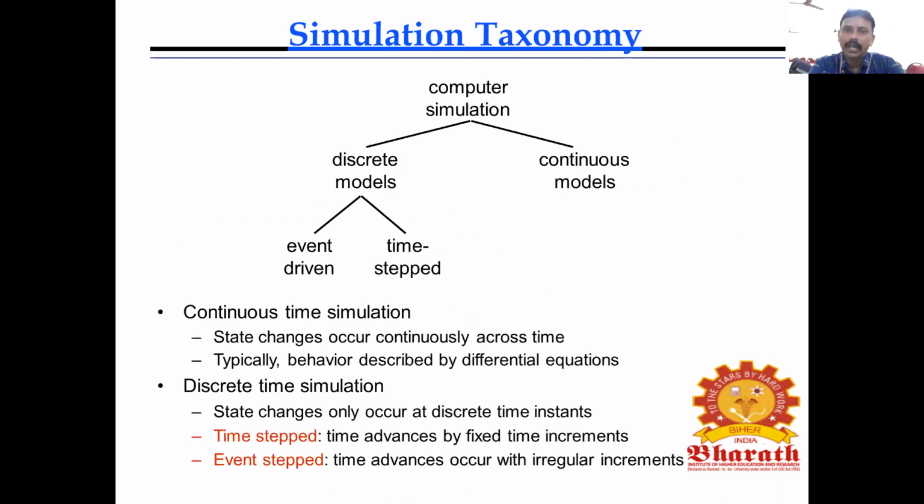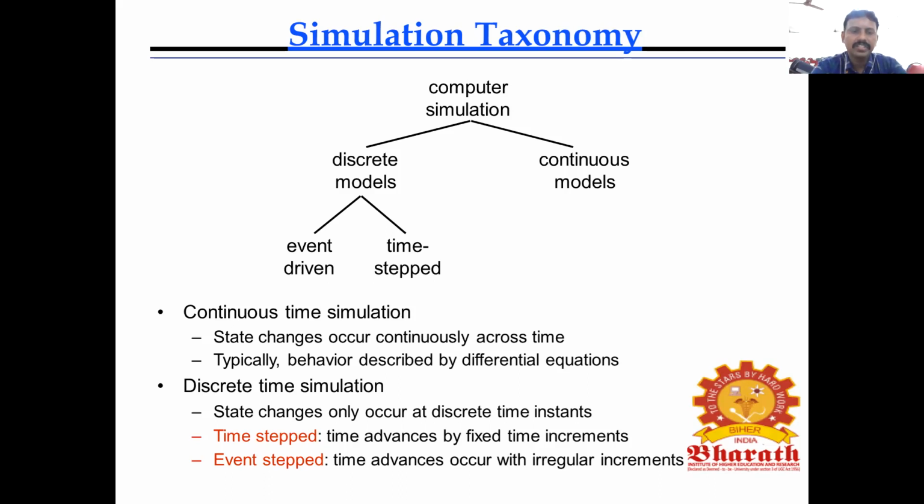And also, the simulation taxonomy has many things. In computer simulation, there are discrete models and continuous models. Under the continuous model, we are not covering it here. And the discrete model, even though it is digital, wherever in simulation, digital is important, is an event-driven model and a time-stepped model. Event means based on the event. Time step means based on a time gap interval.